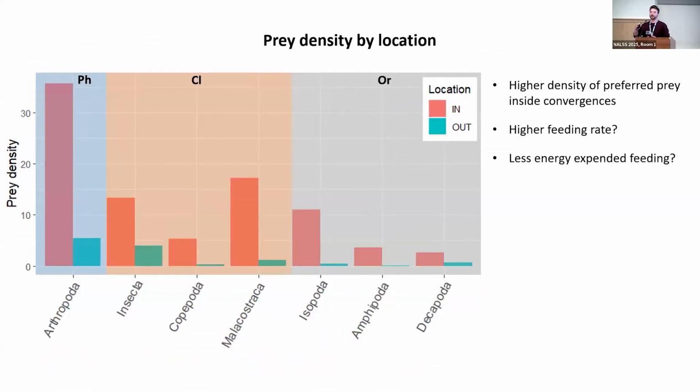When we translate all of this back to convergences and the use of convergences as feeding zones, while the diets of stage 1s and stage 4s inside and outside are roughly similar, the abundance of preferred prey types is really different. This is now showing prey type and the density of prey type summed across convergences inside and outside. Those preferred prey types, the insects, copepods, and malacostracans, are significantly more abundant and more dense within convergence zones. So if you think about the stage 1s and stage 4s that are resident within the convergence zones, they're probably realizing a much higher feeding rate and expending less energy to fill their guts.